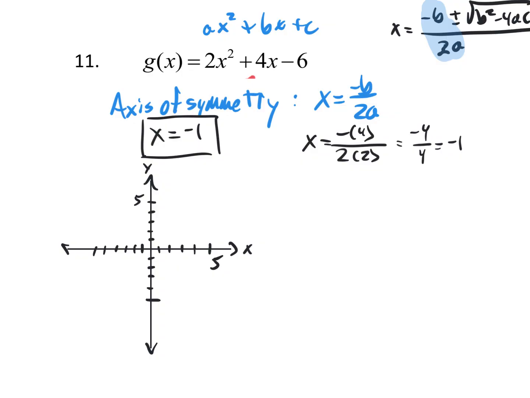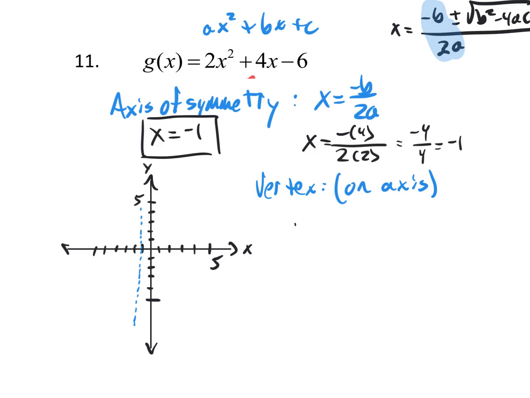All right, so we know that at x equals negative 1, well, that's an x value of negative 1. That means there is our axis of symmetry. And that means somewhere on that little dotted line is the vertex. And so to find the vertex, we're going to plug in negative 1. The vertex is on the axis of symmetry. So we have x equals negative 1.